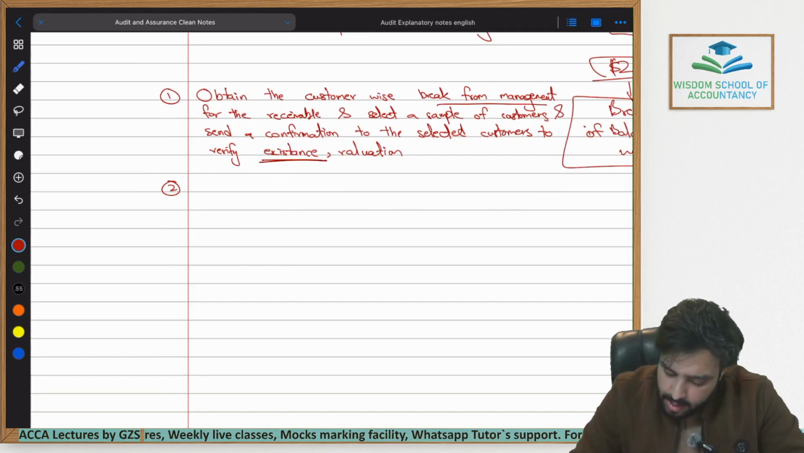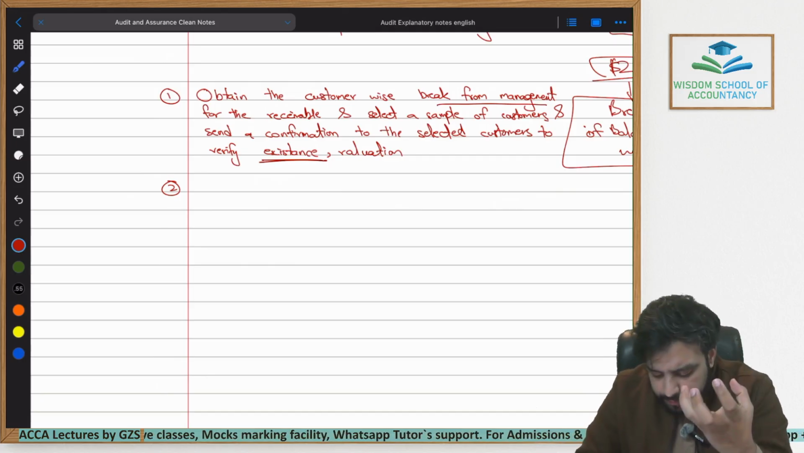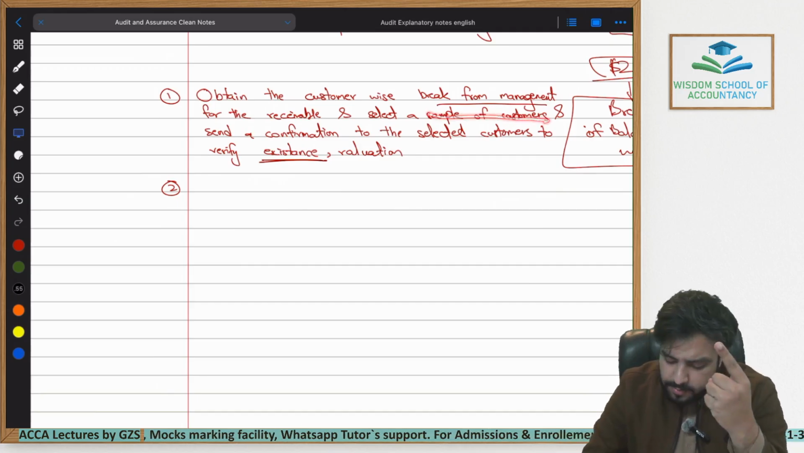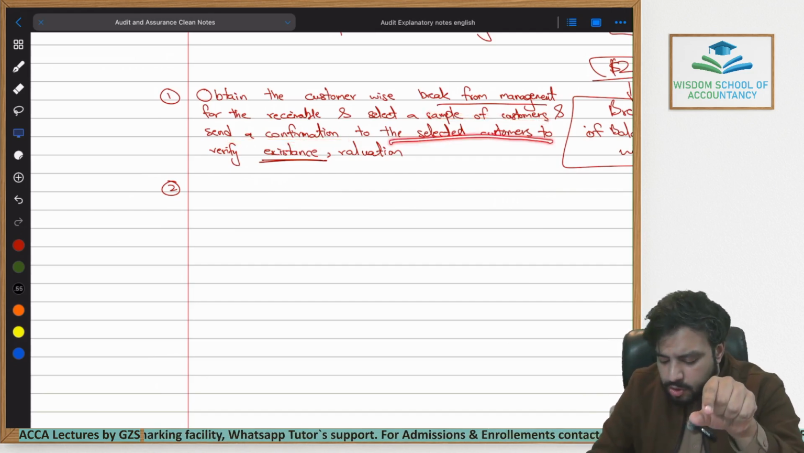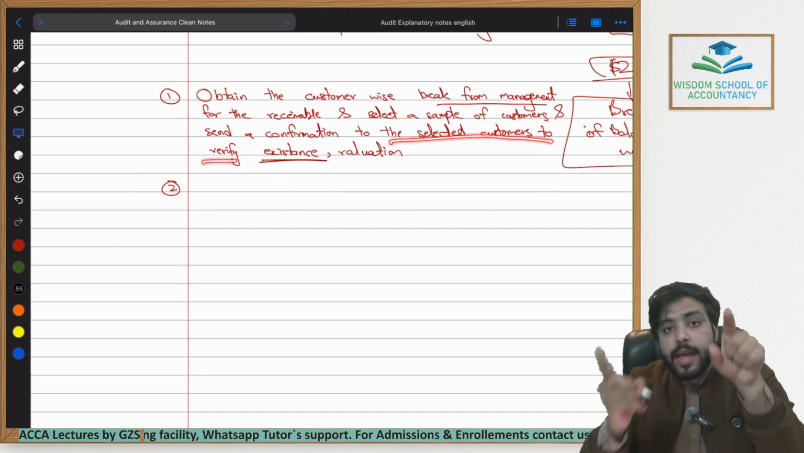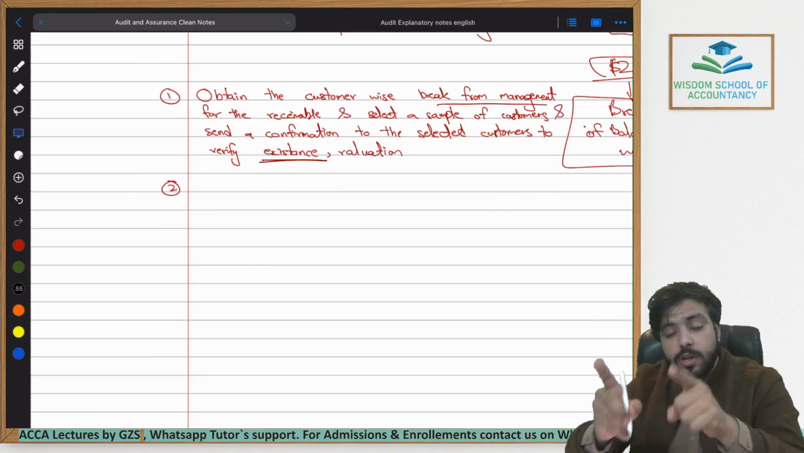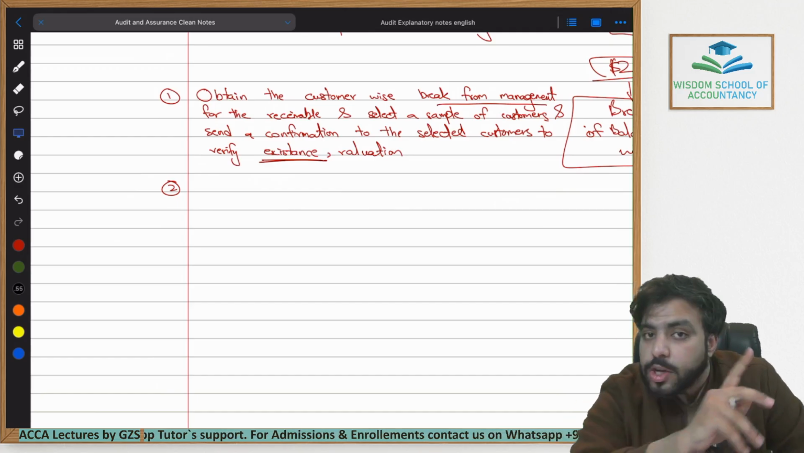Now read it. Obtain the customer-wise breakup from management. Obtain the breakup first of all, for the receivables, then out of that breakup, we will select a sample of customers. To those customers, we will send a confirmation. Upon that confirmation, the balance will be written. Once those customers confirm the balance, automatically the existence, whether those customers and receivables actually exist, will also be verified. And when they sign, the valuation will also be verified.